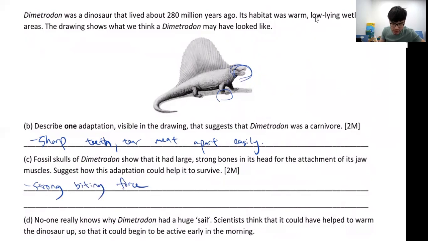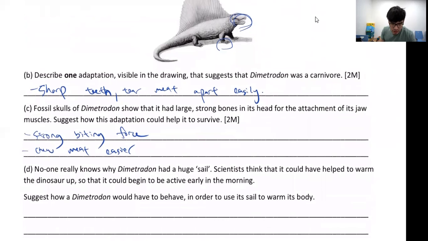So how does it help it survive? Okay, so that they can chew meat easier. You look at, for example, the crocodile. Crocodiles have a very strong jaw. This is to help them eat, to help them crush the animals they eat. So this is why they have such a strong jaw.